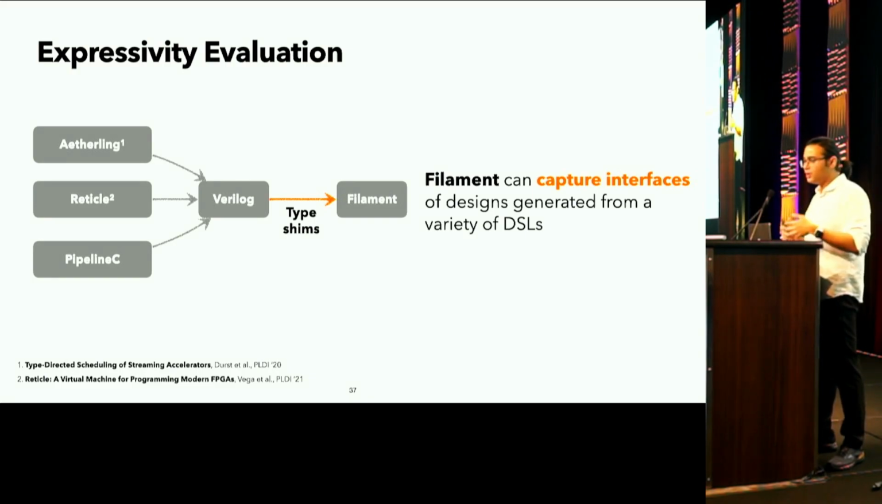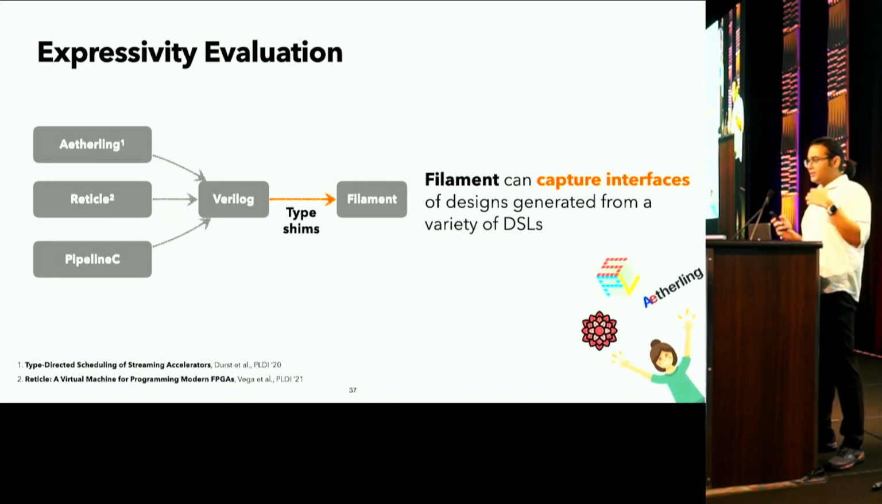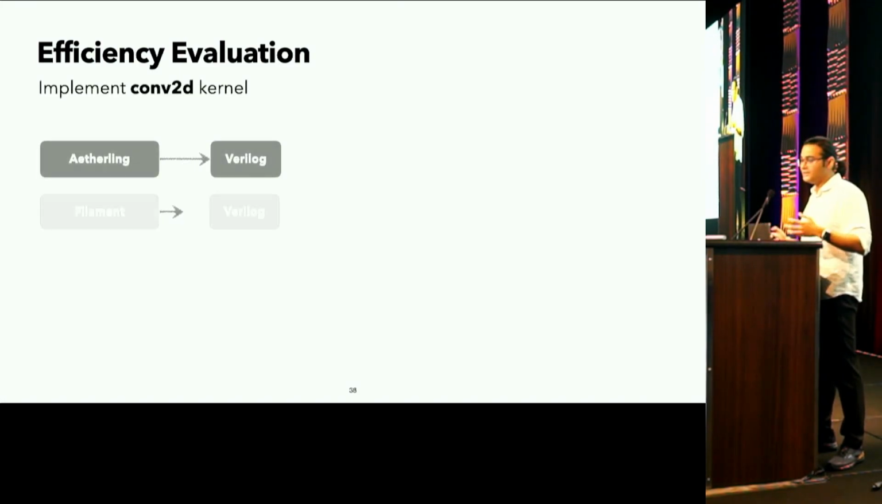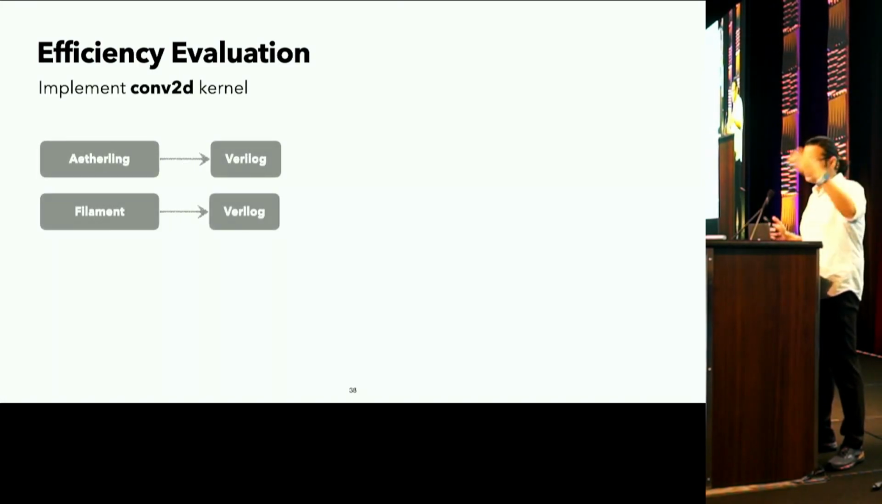In our evaluation, we also found some bugs, but those details are in the paper. For the efficiency evaluation, we took the conv2d kernel implemented in one of our DSLs called Aetherling. This is prior work, which had this benchmark already. And we compared it to a handwritten version written in Filament.